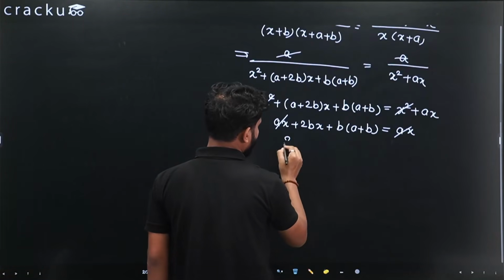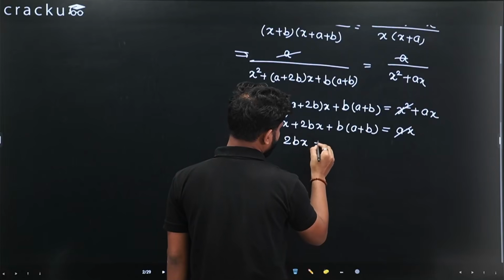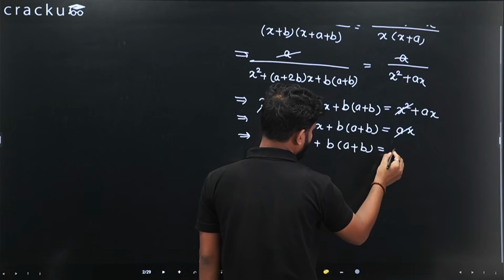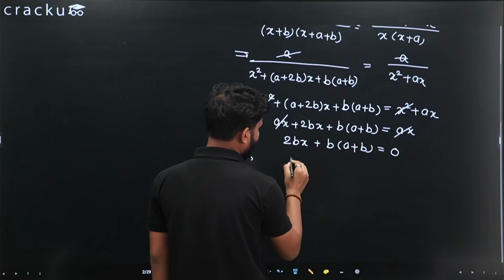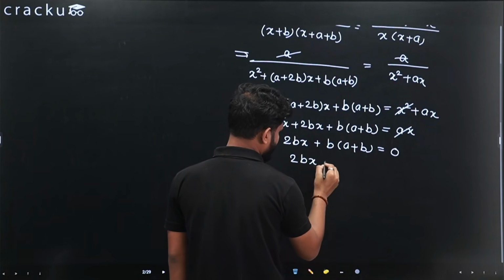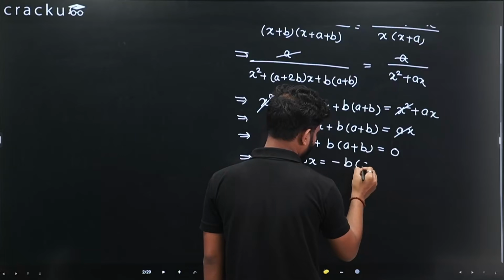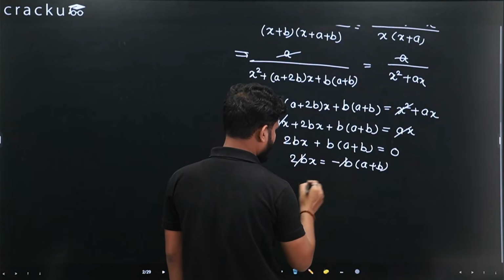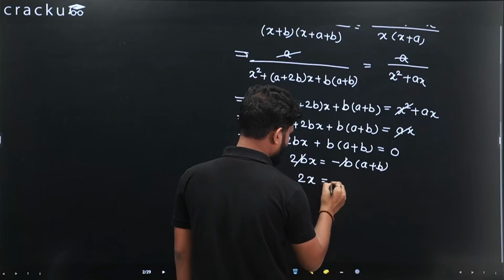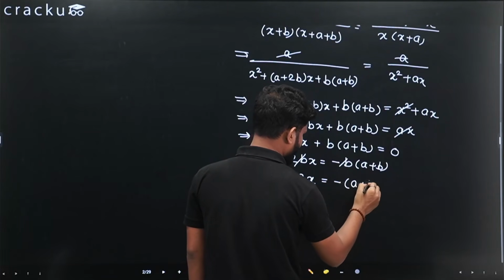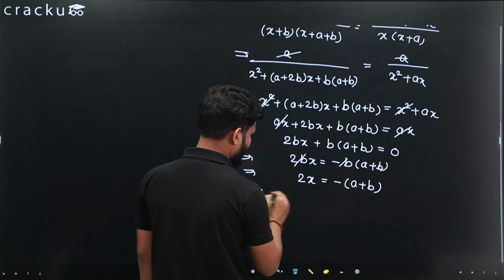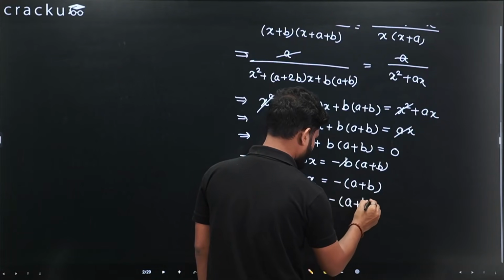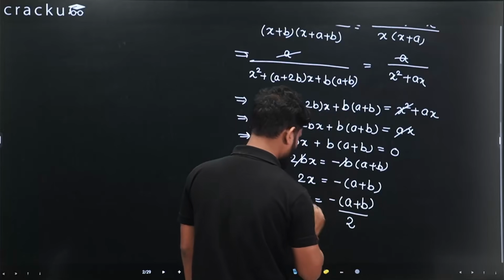From here what I get? I get 2bx plus b into (a plus b) is equal to 0. From here I can write 2bx is equal to minus of b into (a plus b). From here I can cancel this b and write 2x is equal to minus of (a plus b). And from here I will get x as minus of (a plus b) divided by 2.